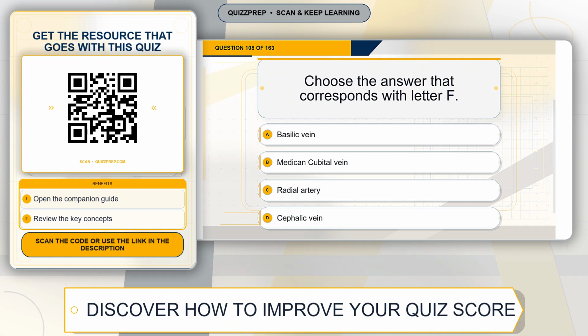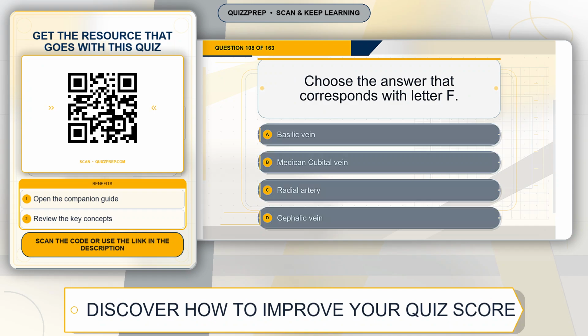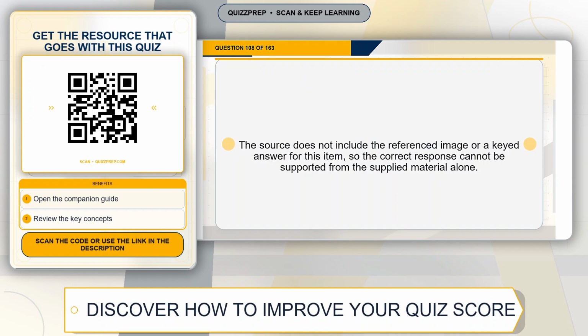heel. Question 108. Choose the answer that corresponds with letter F. Option A, basilic vein. Option B, median cubital vein. Option C, radial artery. Option D, cephalic vein. The correct answer is now shown. Explanation. The source does not include the referenced image or a keyed answer for this item, so the correct response cannot be supported from the supplied material alone.